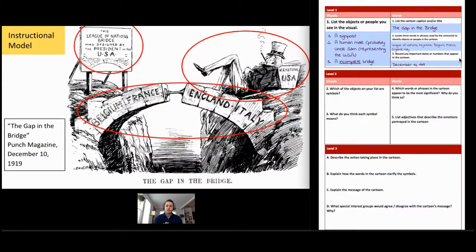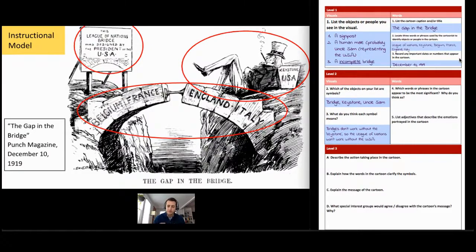The next level, level 2, asks you to start to analyze the symbols a bit more. Which objects on the list are symbols? I said the bridge itself, the keystone, and Uncle Sam. And I believe the bridge represents the League of Nations, the keystone obviously represents the US, and Uncle Sam always represents the United States. Next, which words or phrases in the cartoon appear to be the most significant?